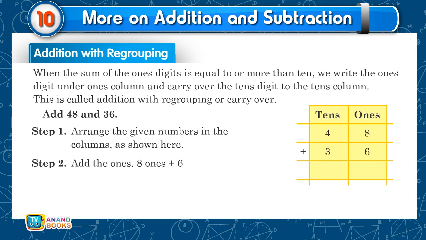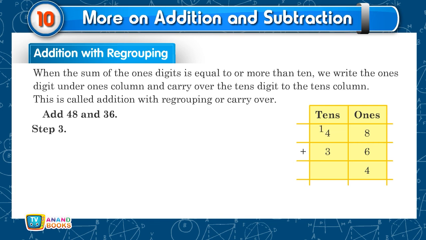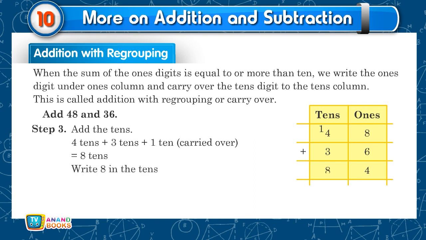8 ones plus 6 ones is equal to 14 ones. 14 ones is equal to 1 ten plus 4 ones. Write 4 in the ones column and carry over 1 ten to the tens column. Step 3. Add the tens. 4 tens plus 3 tens plus 1 ten carried over is equal to 8 tens. Write 8 in the tens column. Sum is equal to 84.